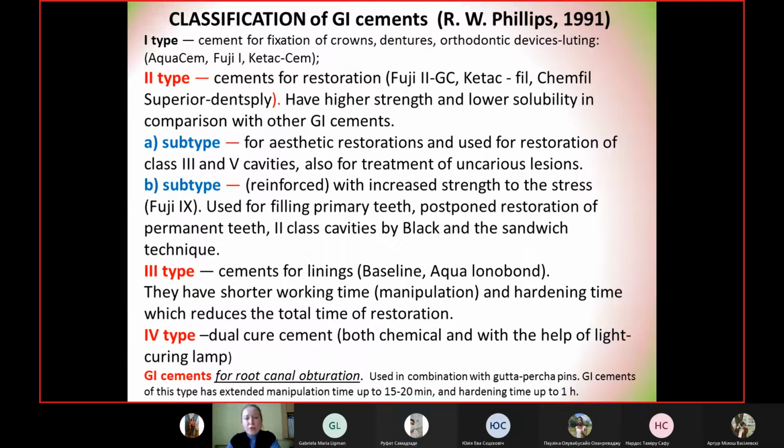Third type of glass ionomer cements is cements for linings. Such representatives you see: Baseline, Aqua, Ionobond. Fourth type is dual cure cement. They possess both chemical activation and light-curing activation. And another, separate group of glass ionomer cements is materials for root canal obturation. They are used in combination with gutta-percha points.